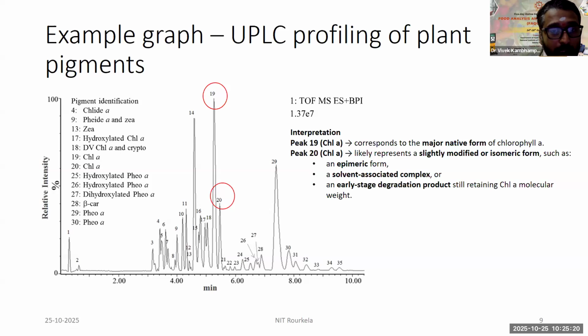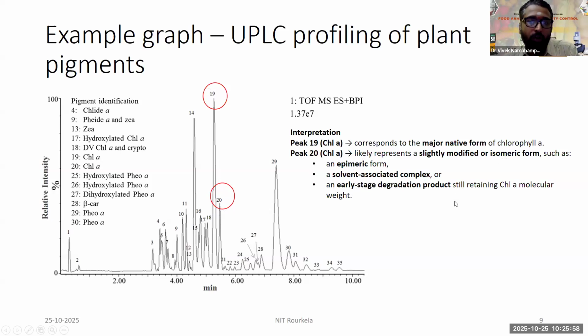But with different arrangements of atoms in it, leading to different chemical structures and physical properties. That's why you can see the molecular formula is the same, but the atom arrangement is different. That's why this is read as a chlorophyll, but 19 is the correct one. 20 is the modified form of the chlorophyll. The structure is given like that, but it is a slightly modified isomeric form. It can be an epimeric form, a solvent-associated complex, or maybe an early-stage degradation product.